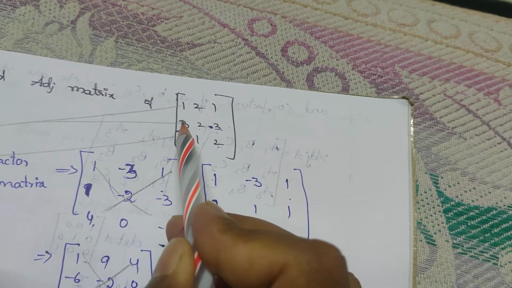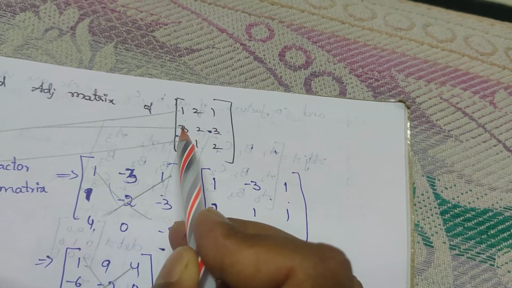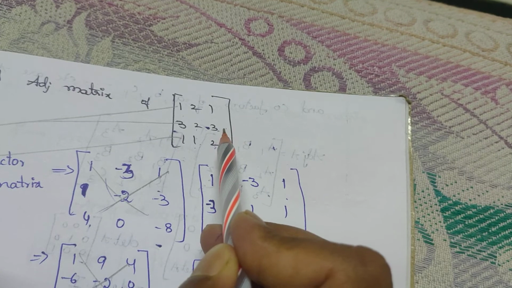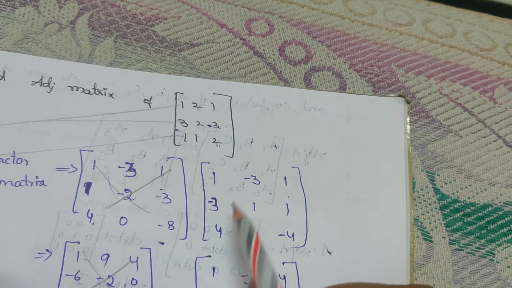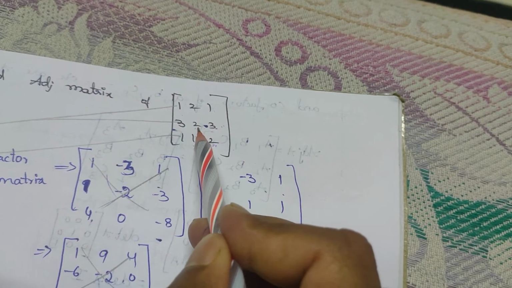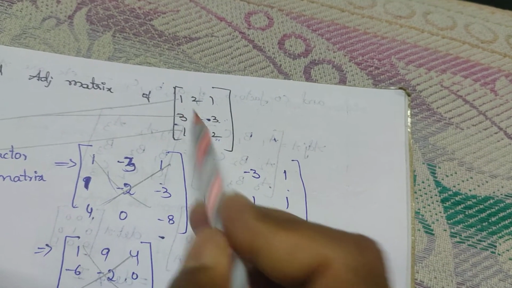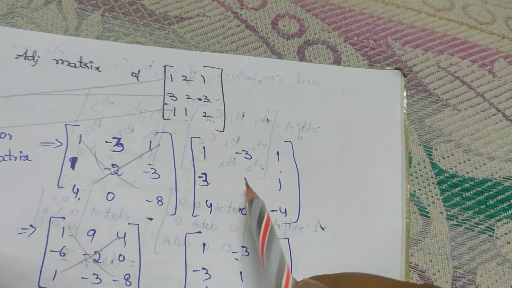Next, for this one you get minus symbol. So minus with the minor of this 3. So leave the row and column passing through 3. You get minus of 2 2s are 4 minus 1, that is minus 3. Next, for this 2, leave the row and column passing through 2, here you get plus symbol. So 1 into 2, 2 minus 1, that is 1.